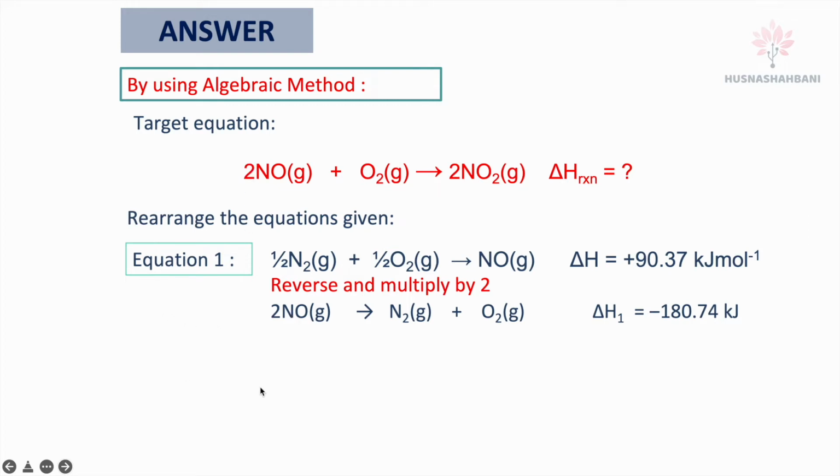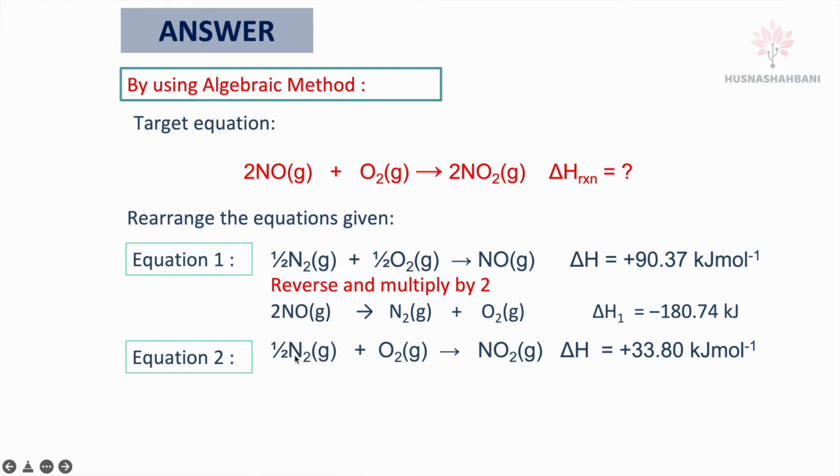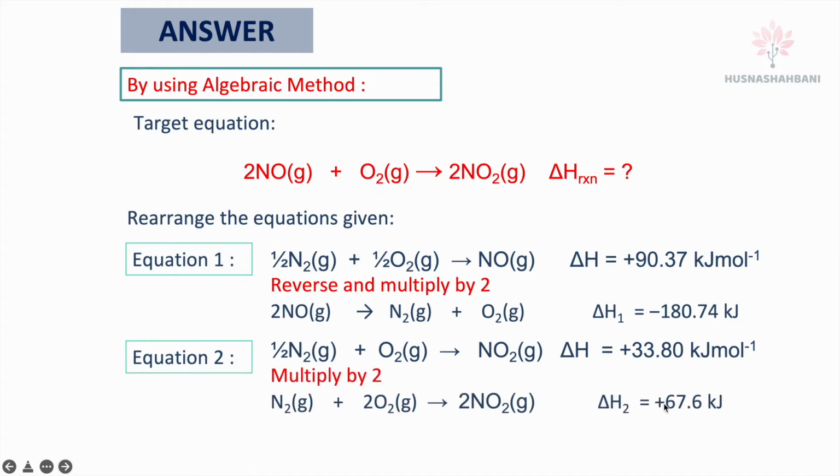Next, the second equation. The second equation is half N2 plus O2, and the product is NO2. Look at the product: NO2 is the product, so you don't need to reverse this equation, but in the target equation there are 2 moles of NO2, so you have to multiply this equation by 2. Multiply the delta H as well, and the new delta H will be positive 67.6 kilojoule, not per mole, because per mole was for 1 mole of N2. Now your NO2 is 2 moles, so don't put per mole here. Delta H2 is kilojoule only.